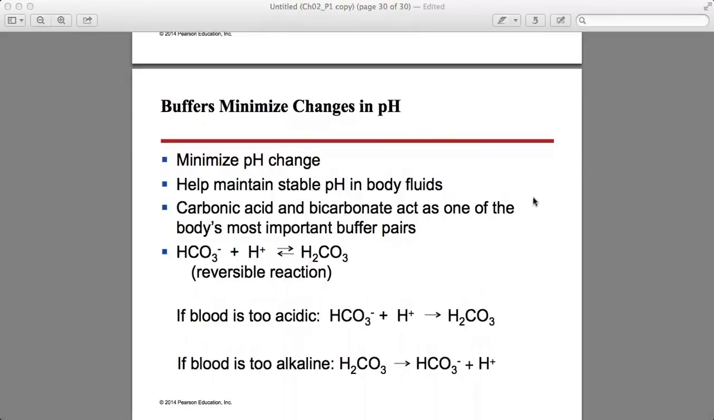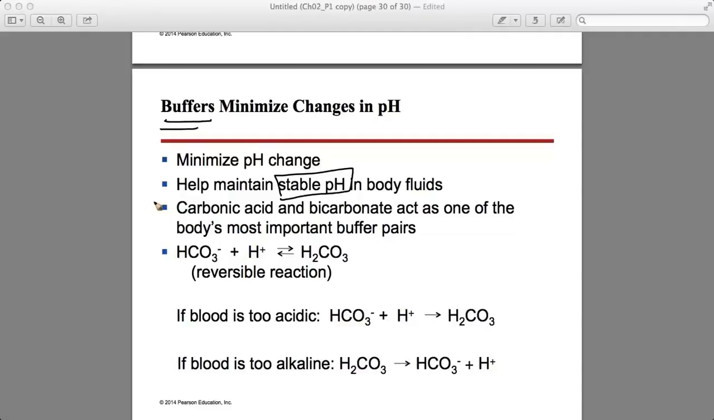Maintaining a constant pH in our bodies is very important, and there are many physiological processes that help maintain pH. But one of the things that is found in the watery environments inside our body is the presence of buffers. Buffers are very important in minimizing changes in pH, and this helps maintain a stable pH of about neutral condition in our body fluids.